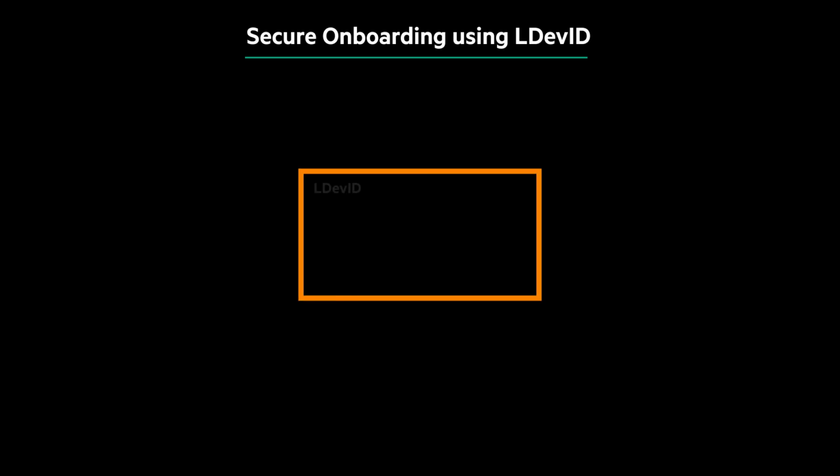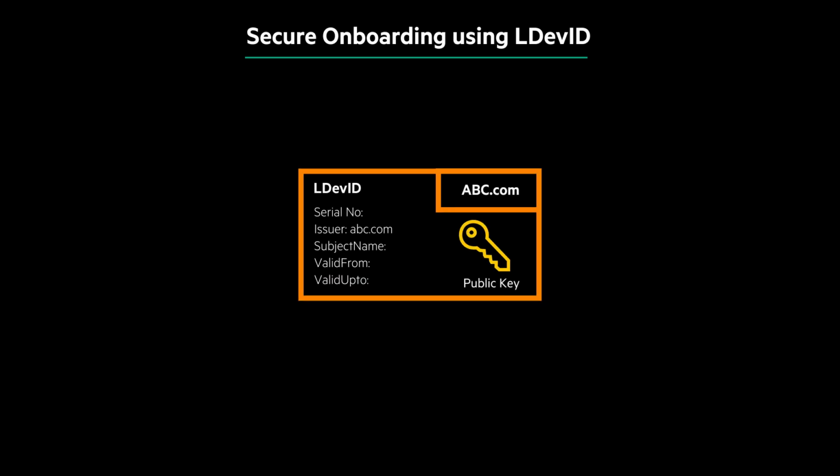HPE iLO LDevID is a user-defined server identity. It is unique in the administrative domain in which the server is used. HPE iLO LDevID helps in facilitating the authentication and authorization of credentials by local network administrators.